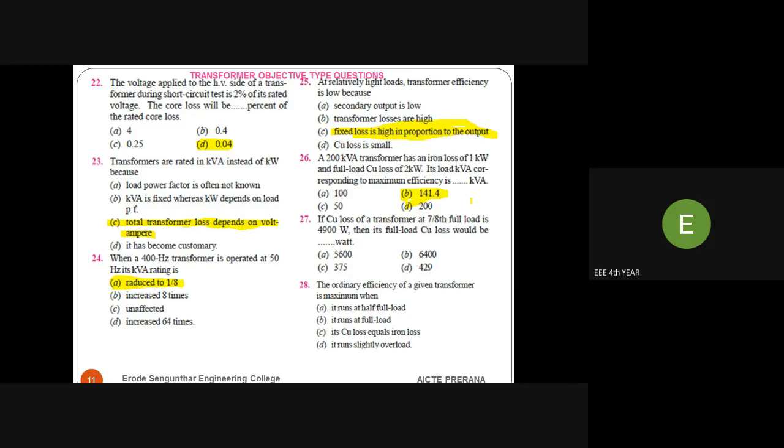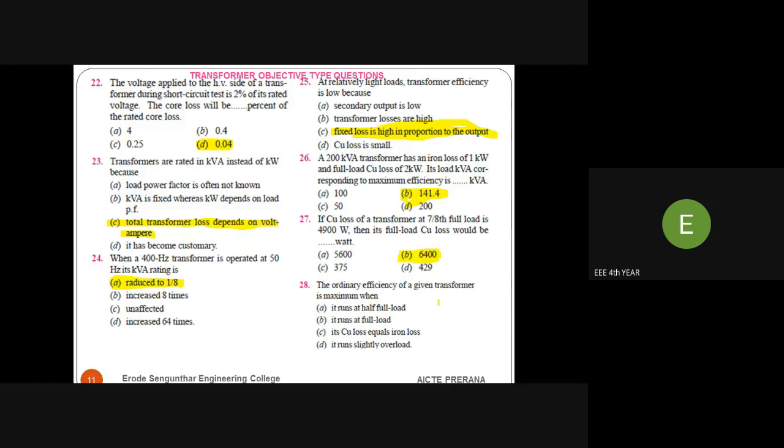Question number 26. If copper losses of a transformer at 7 by 8 full load is 4900 watts, its full load copper losses would be dash watts. The correct answer is 6400 watts. You can check the correct answer. 6400 watts full load copper losses.